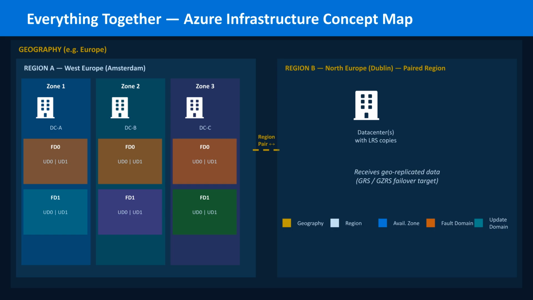This diagram illustrates how all these concepts fit together. A geography contains 2 paired regions. Region A utilizes availability zones, where each zone contains data centers, fault domains, and update domains. Region B is the paired failover target, receiving geo-replicated data.